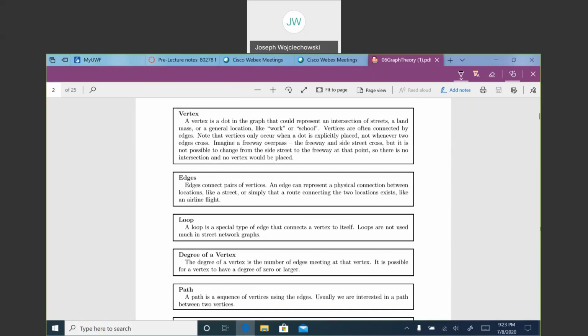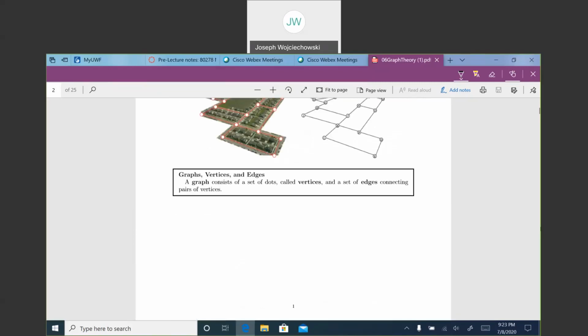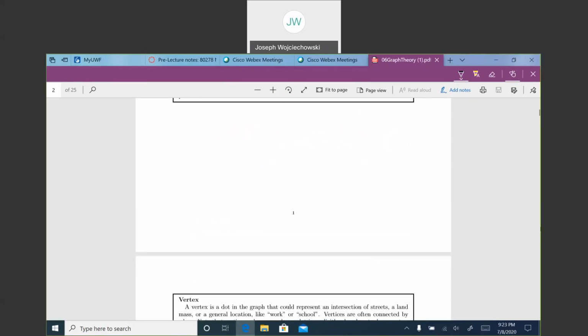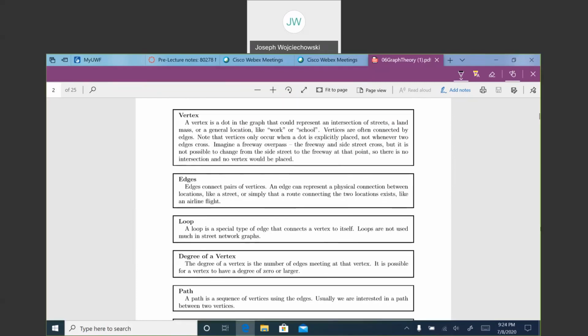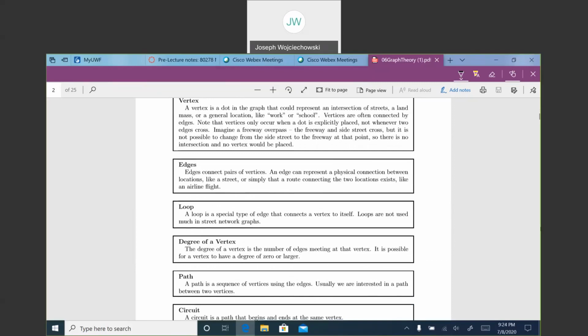Note that vertices only occur where a dot is explicitly placed, not whenever two edges cross. So these intersections here, well, there's none in this graph. There may be intersections that are not vertices. If there's not a dot there, it's not a vertex. Imagine a freeway overpass. The freeway and side streets cross, but it's not possible to change from the street to the freeway at that point, so there is no intersection and no vertex will be placed.